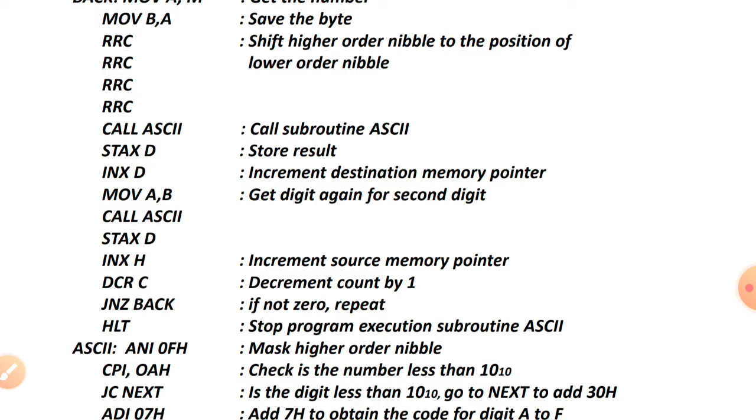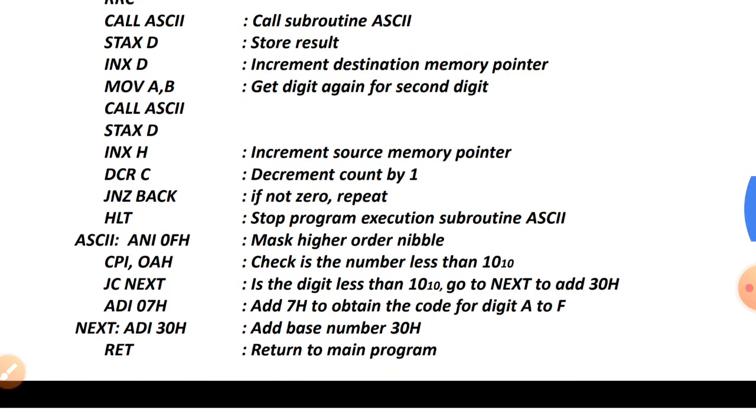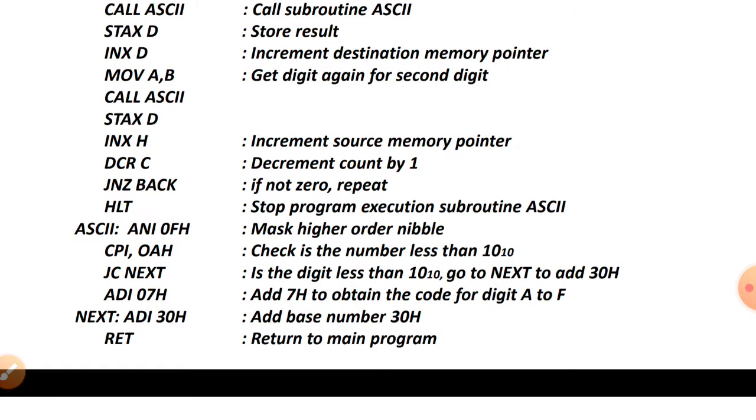So whenever it is calling the ASCII, we will directly jump from the call instruction to the ASCII. Now what is written in the ASCII? The first instruction written in the subroutine is ANI 0F. Now 0F stands for 0000 1111. It means the number which is stored in the accumulator, which was 9F, after the rotation becomes F9.